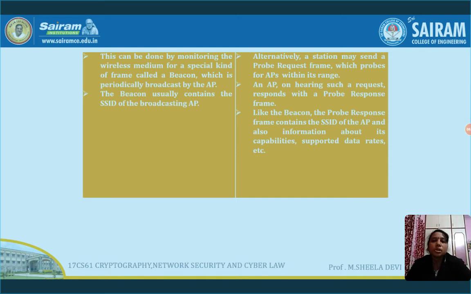The station, whichever passes through the access point at that time, can get the beacon and reply that it wants to be a member of your BSS. That is one possibility.